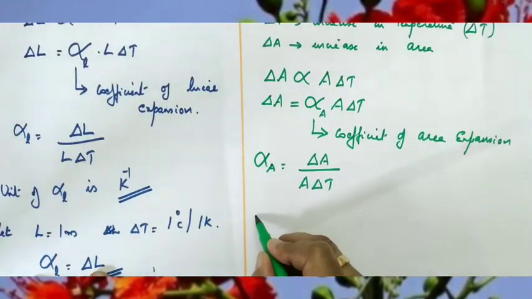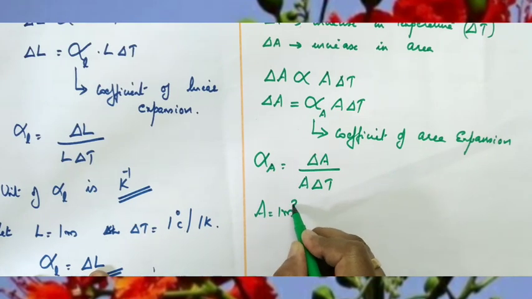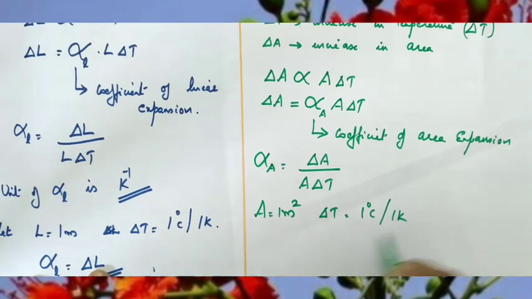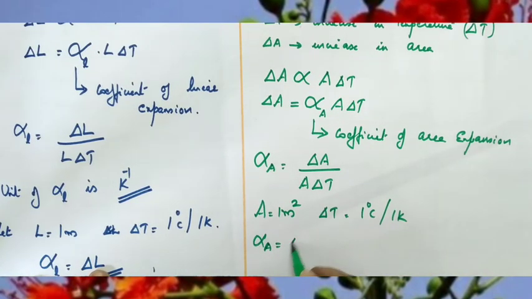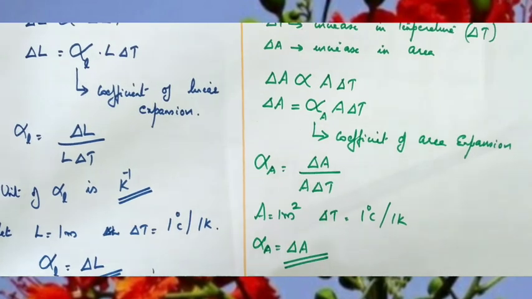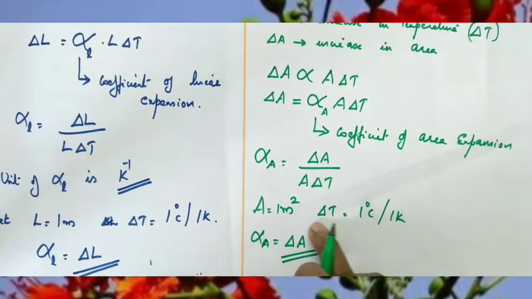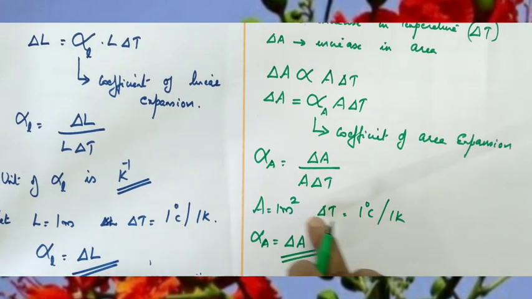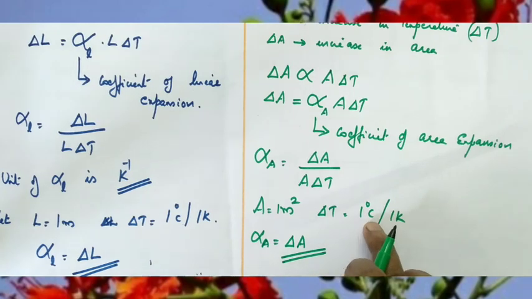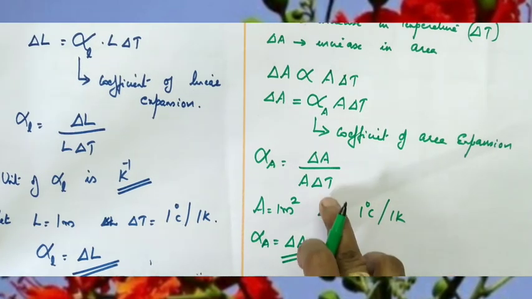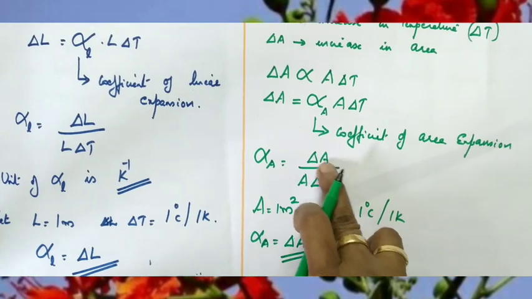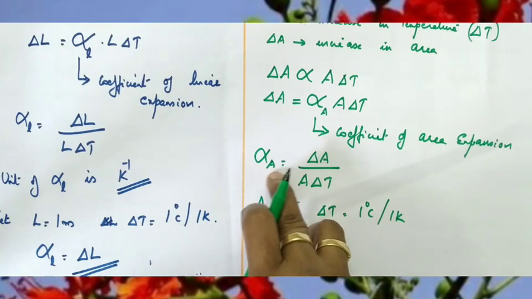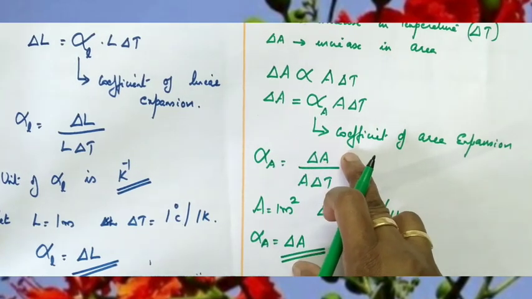So if the initial area A is 1 meter square and the temperature increase is 1 degree Celsius or 1 Kelvin, now how will you write alpha A? Alpha A equals delta A. So how will you define the coefficient of area expansion? It is the increase in area of a solid if its original area is 1 meter square and the temperature is increased by 1 degree Celsius or 1 Kelvin. Now the coefficient of area expansion will always be equal to the increase in area.